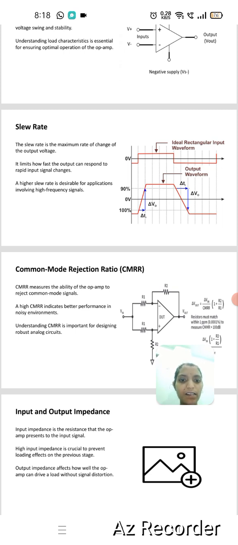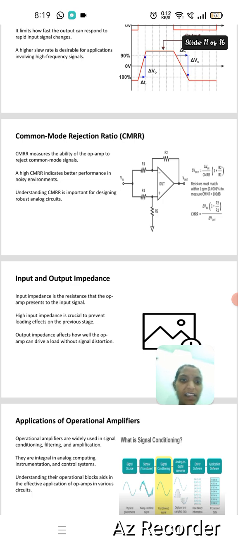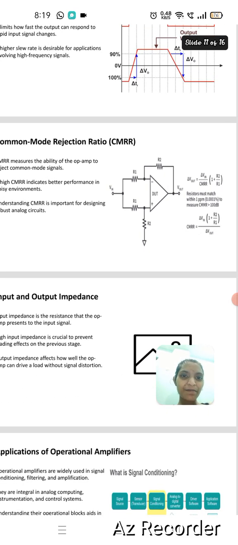Common mode rejection ratio, also in short form CMRR. CMRR measures the ability of the op-amp to reject common mode signals. A high CMRR indicates better performance in noisy environments. Understanding CMRR is important for designing analog circuits. This is the expression of CMRR.